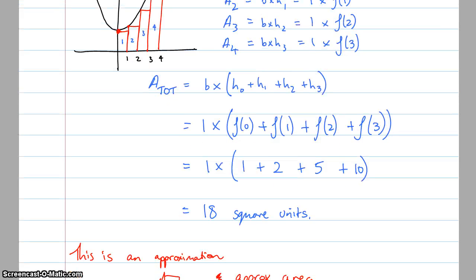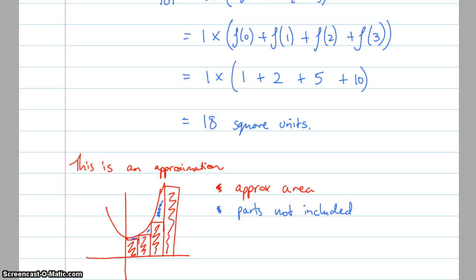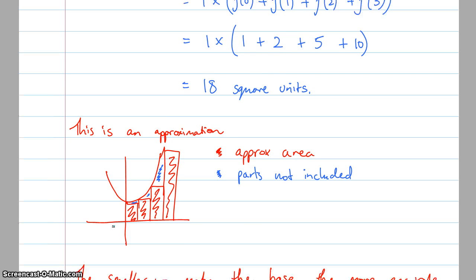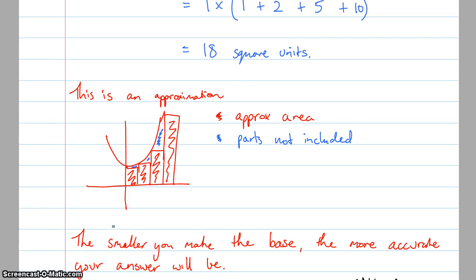Let me show you the areas that are not included, as you can probably already tell. All of the red bits are the bits that are included, and all of the blue bits are the bits that aren't included. So those are the bits that I've missed out. The smaller you make the base, the more accurate your answer is going to be.